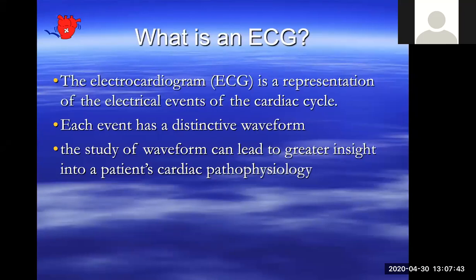And the ECG represents distinctive cardiac events. Each wave is an event, something occurring. Is it the atrium depolarizing, the ventricle depolarizing, whatever. So each wave has a meaning, and going through this, we can tell, is this a normal heart? Or is something missing or abnormal?